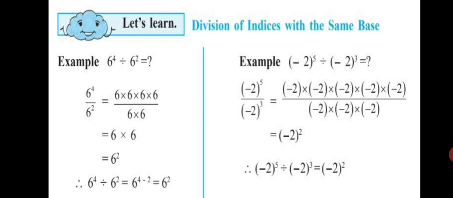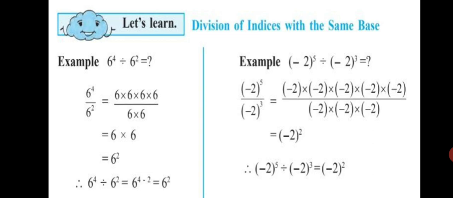Let's learn division of indices with the same base. In the previous practice set, you have learned the multiplication of indices with the same base. Now you're going to learn the division. Look at the first example.